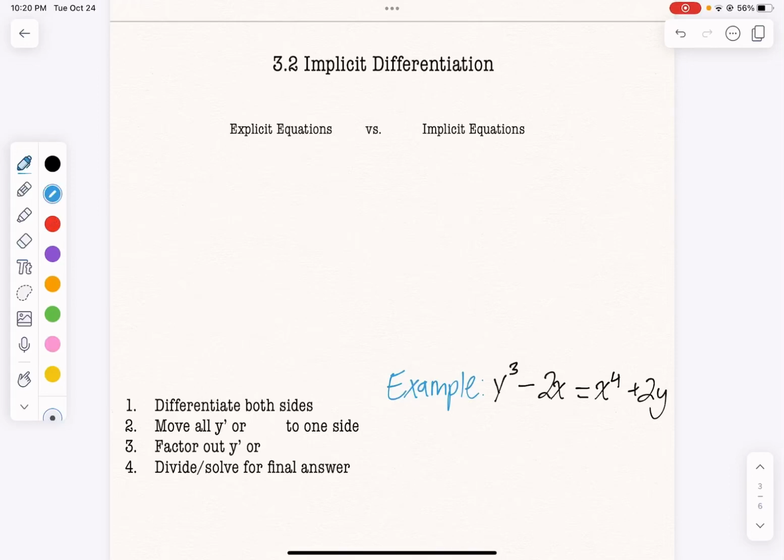Alrighty, y'all, welcome back to Michelle's version of calculus with 3.2, and we're going to be talking about implicit differentiation. You're gonna have to stick with me here. It's gonna be a little confusing, but it gets better.